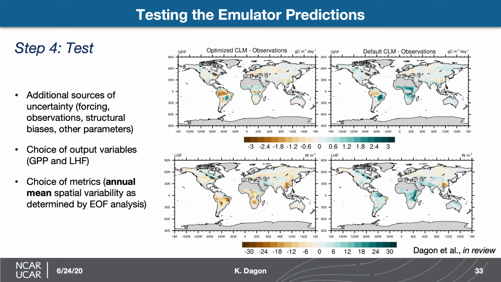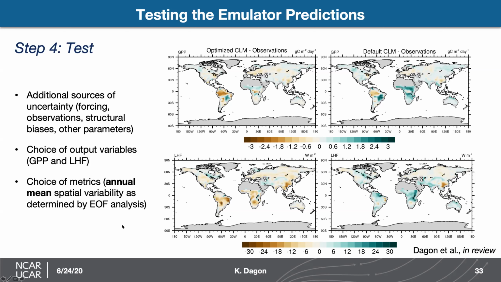There's a couple of reasons that I've listed here. There's definitely additional sources of uncertainty that we haven't considered. For example, forcing observations, structural biases. I'm only using 6 parameters here. So there's a lot of other sources of uncertainty to think about. This is also very dependent on the choice of the output variables. So again, I'm just looking at modes of variability of GPP and latent heat flux. And some of that is because we're somewhat limited by the global observational products we can use. But that's definitely going to impact the results.